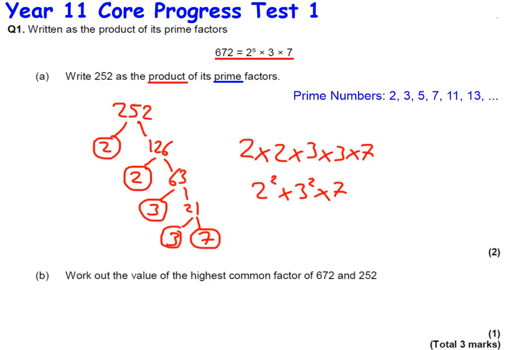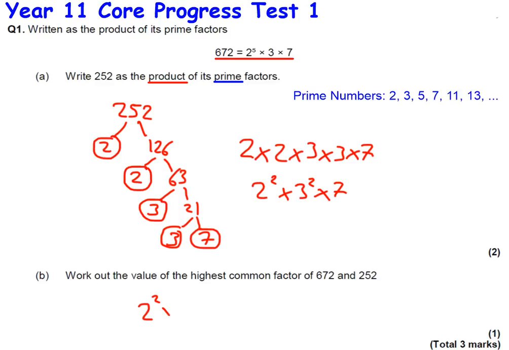Question B is asking us to find the highest common factor of 672 and 252. To do this, I'm going to look at each number when it's written as a product of its prime factors. Now first I'm going to see what they have in common. So looking at the 2's first, we can see that the highest amount of 2's that we can take out of both numbers is 2 squared.